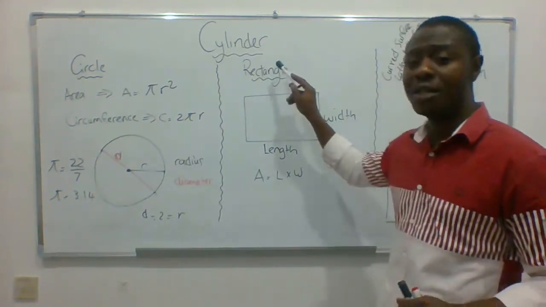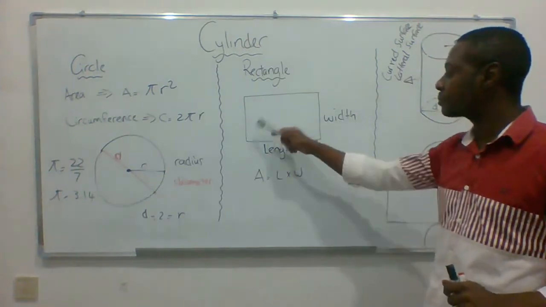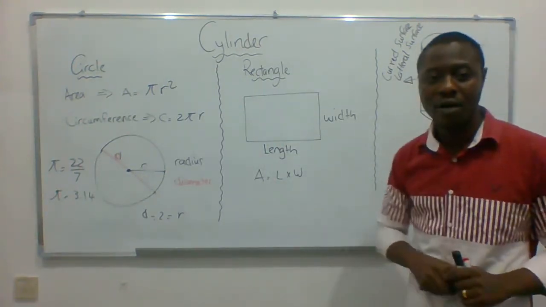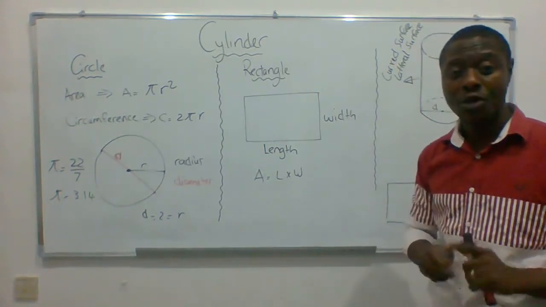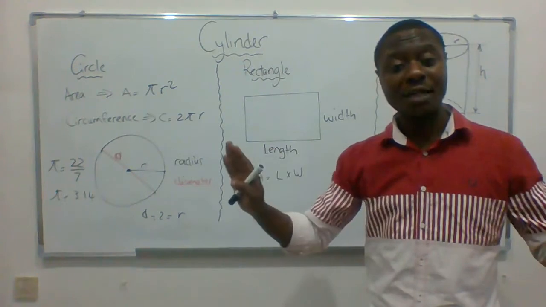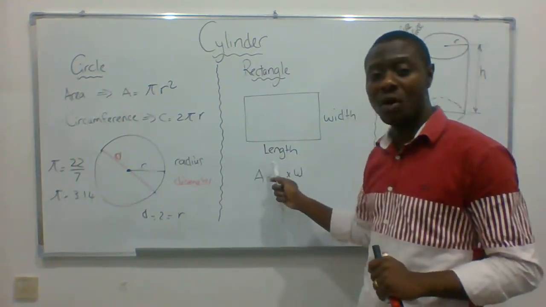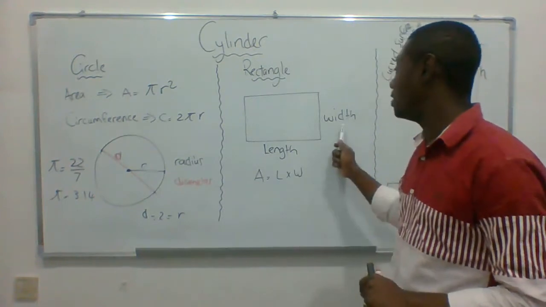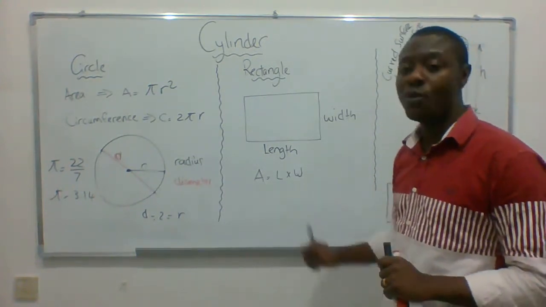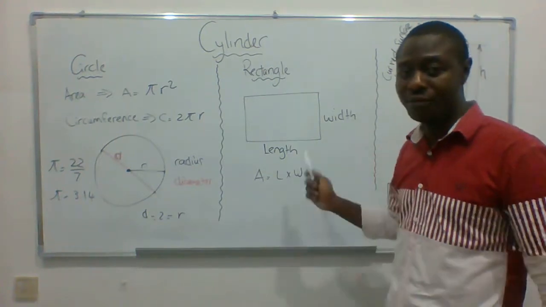The second part, the shape that you need to know is a rectangle. A rectangle is basically the curved surface of a cylinder. When you open it, it's a flat surface and it's a flat rectangle. The rectangle always has a longer side, which is the length, and a smaller side, which is the width. The area is the length times the width. That's the area. Keep this in mind. It's important to keep the formula.